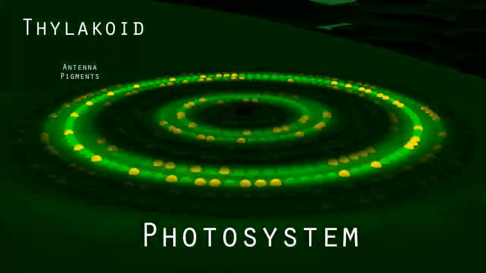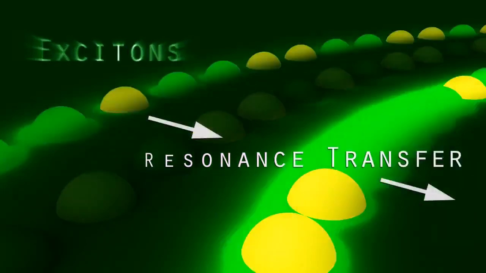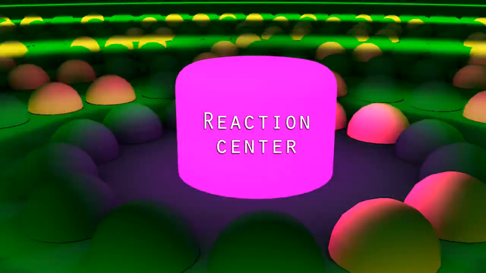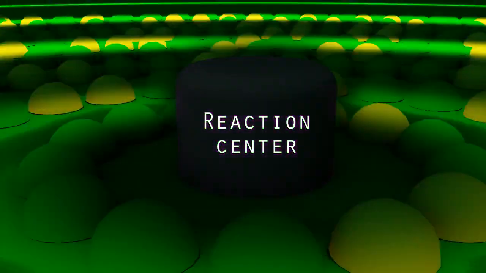These chloroplasts contain stacks of thylakoids, photosynthetic discs, organized into grana. Along the thylakoid membrane are photosystems containing many photosynthetic pigments. Using resonance transfer, antenna pigments guide light energy toward a reaction center in the form of excitons. The excitons activate the reaction center, causing it to transfer electrons along a series of proteins in the electron transport chain, building a proton gradient between the thylakoid lumen and stroma to generate ATP.